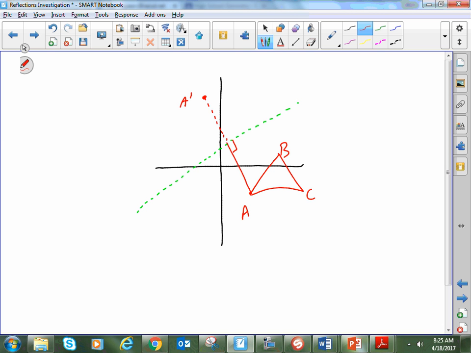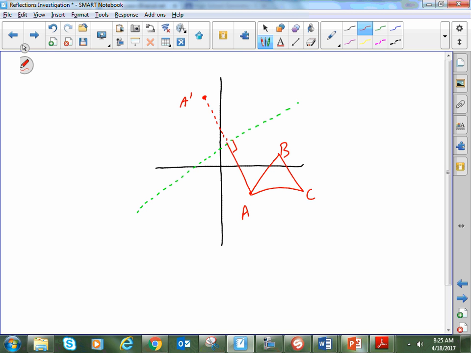For all of the lines of reflection that we're doing, if you go back and look at the points of the pre-image and the points of the image, they're all reflected across a line such that if you drew a line from the pre-image point to the image point, it would create a perpendicular line with the line of reflection.